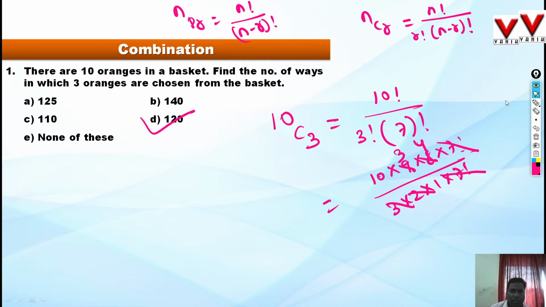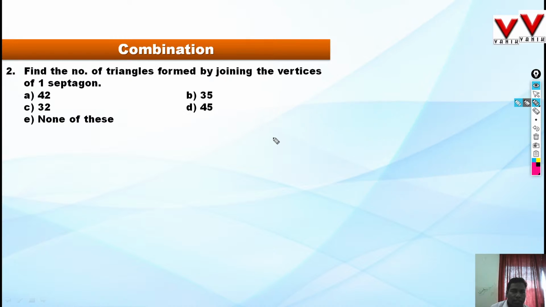Next, question number 2. Find the number of triangles formed by joining the vertices of a septagon. Septagon means how many vertices here? 1, 2, 3, 4, 5, 6, 7. It is a septagon.